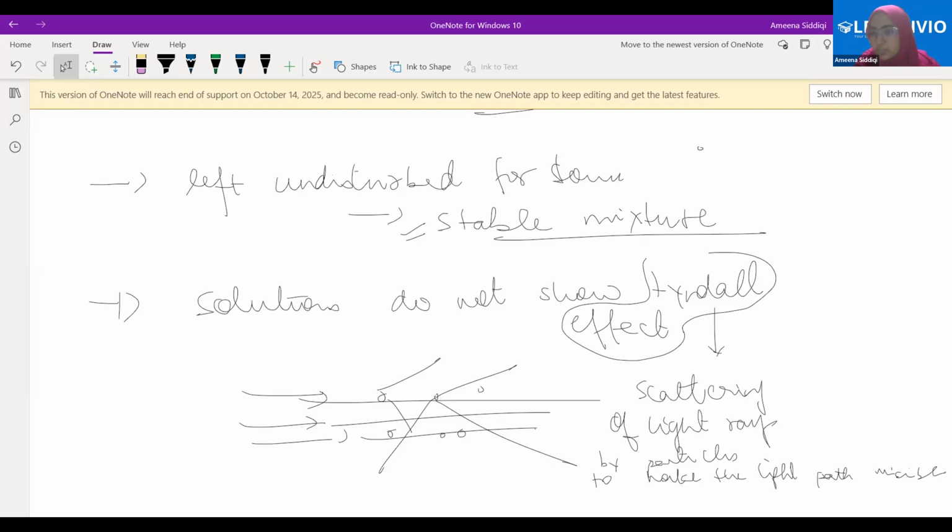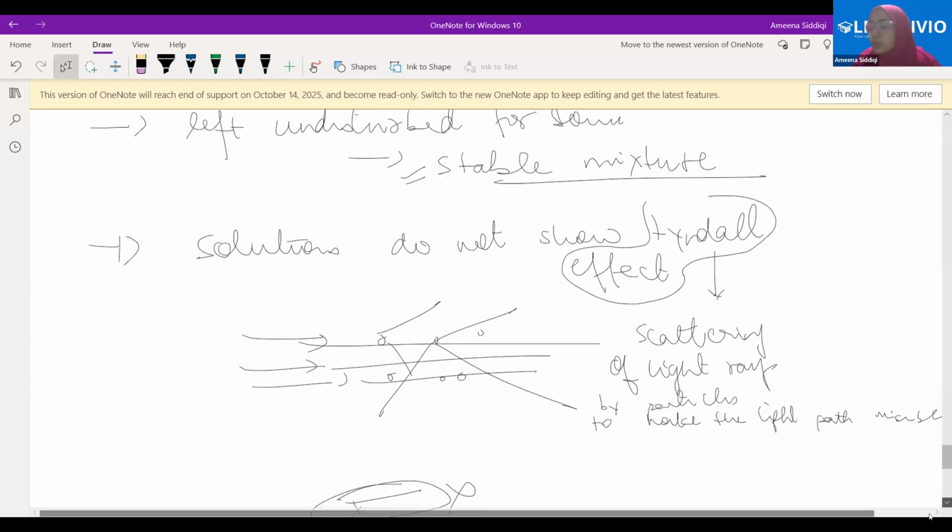Because it's written that copper sulfate does not show Tyndall effect. I will discuss the copper sulfate point at the end of the chapter, when we have discussed the colloidal solutions. Then we will discuss this copper sulfate solution.